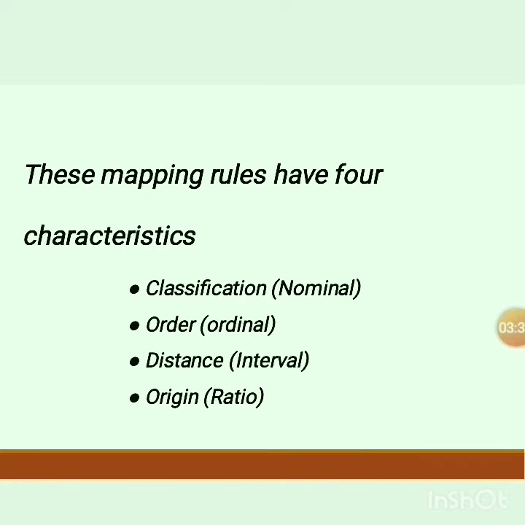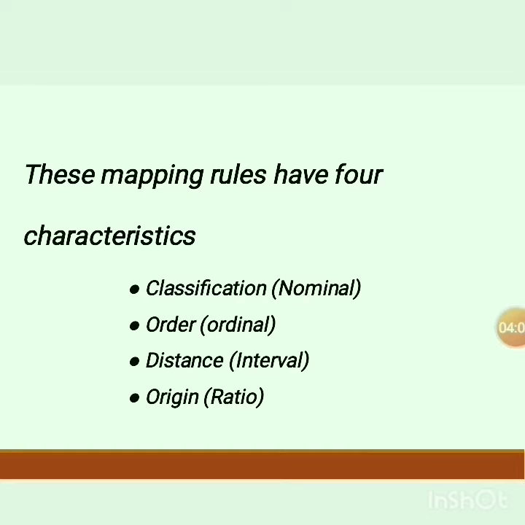So these four characteristics are: number one, classification. Classification implies that we are interested in categorizing the data. We want to just sort our data into different classes. So this is called nominal data. The second characteristic of this mapping rule is that we are not only interested in classifying the data, but we are interested in their order also. We want to rank them or rate them. So this is called ordinal data.